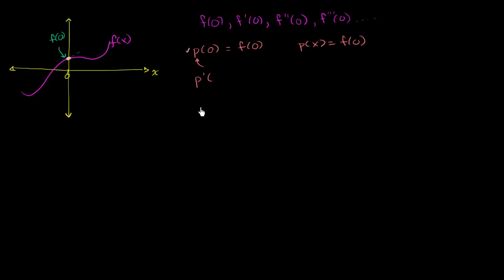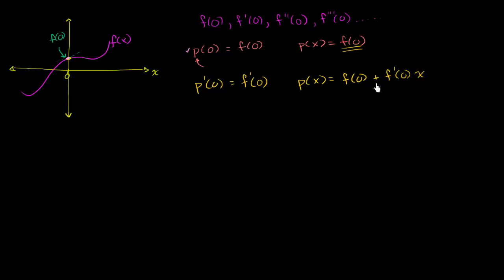Let me do this in a new color. So we also want p prime. We want the first derivative of our polynomial, when evaluated at 0, to be the same thing as the first derivative of the function when evaluated at 0. And we don't want to lose this right over here. So what if we set p of x as being equal to f of 0? So we're taking our old p of x, but now we're going to add another term so that the derivatives match up, plus f prime of 0 times x.